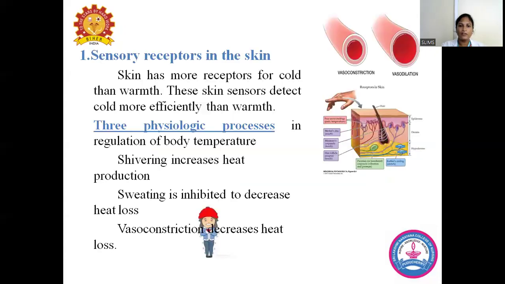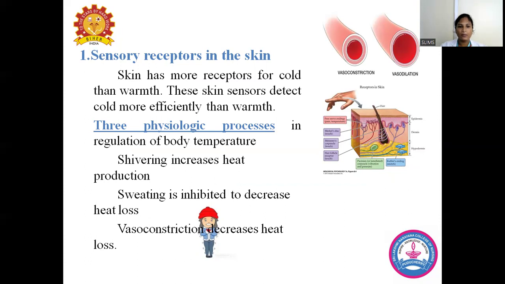Regulation of body temperature. How can we regulate body temperature, and how does the body regulate it? Sensory receptors in the skin: the skin has more receptors for cold than for warm, and these skin sensors detect cold more efficiently than warm. There are three physiological processes in the regulation of body temperature.